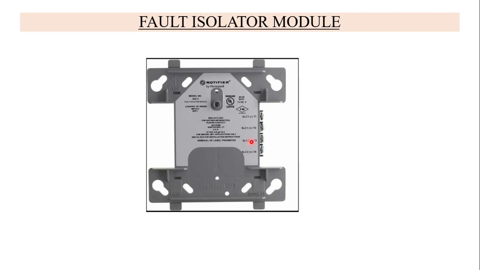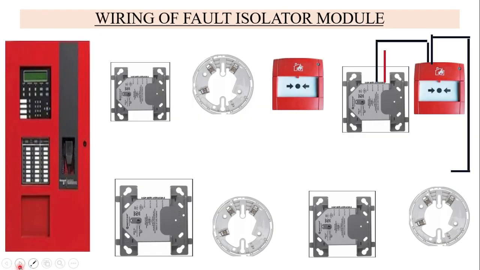So minus T3 is from output and plus T4 is output. So from here we can loop to another device, to other circuits. Okay, so in this way we can install in the circuits. Now let's do the wiring for it.